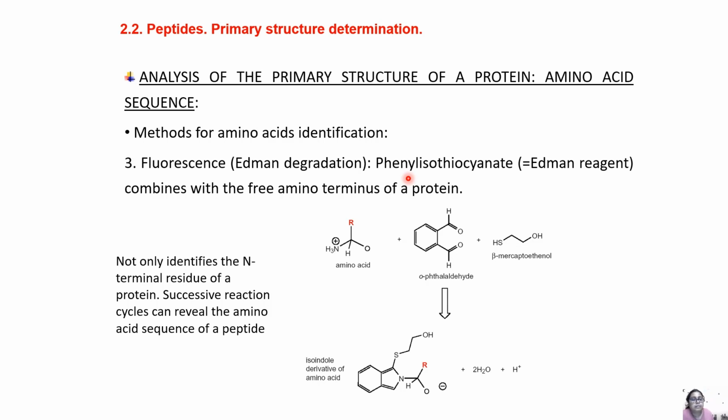So if you talk about the method for amino acid detection, one of them is Edman degradation, where phenyl isothiocyanate, or the Edman reagent, will combine with the free amino terminus of a protein. So not only does this identify the N-terminal residue of a protein, successive reaction cycles can reveal the amino acid sequence of a peptide as well.